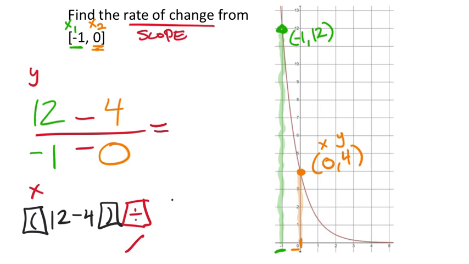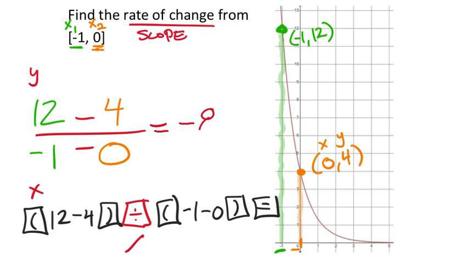But then the denominator also needs to be in a set of parentheses. So I open parentheses, then I'll type in -1 minus 0, and then I close it with the set of parentheses again, and then I push enter. Put this into the calculator. It tells me my rate of change is -8.